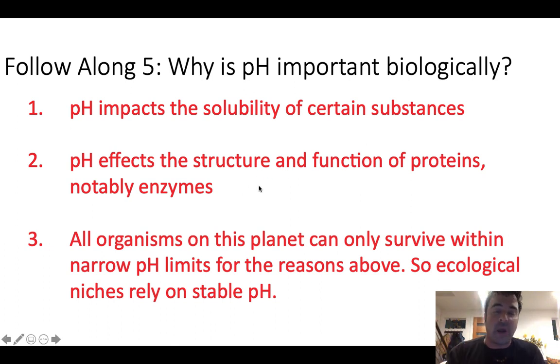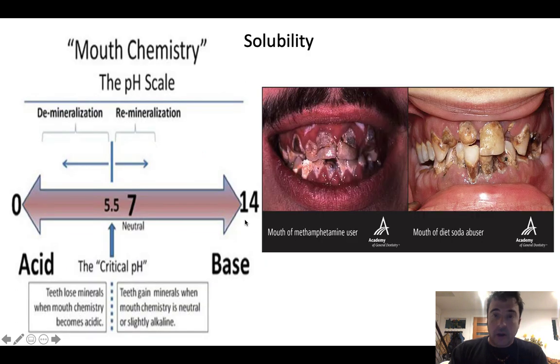We are protein-based organisms, and all organisms on this planet can only survive within narrow pH limits. So every organism exists within an ecological niche. Our pH niche is between 7.35 and 7.45, and we work to regulate our pH. Our external environment's pH can't vary too wildly, or it'll influence our internal pH. So organisms are adapted to environments with certain pHs.